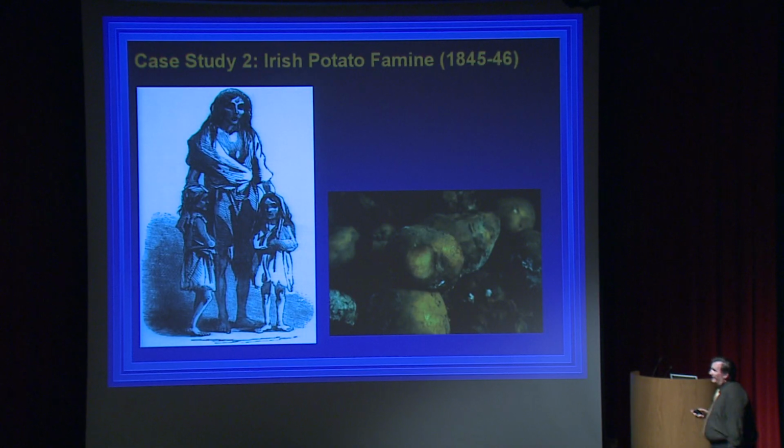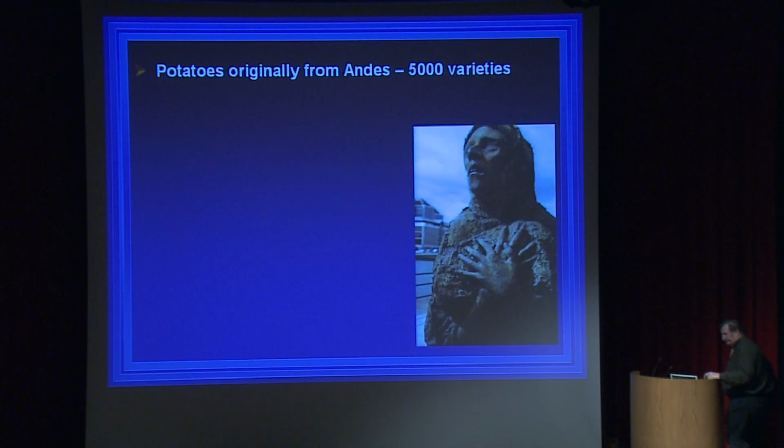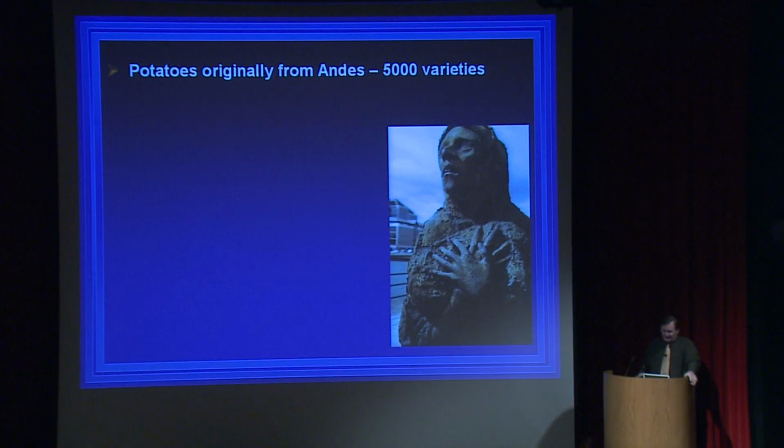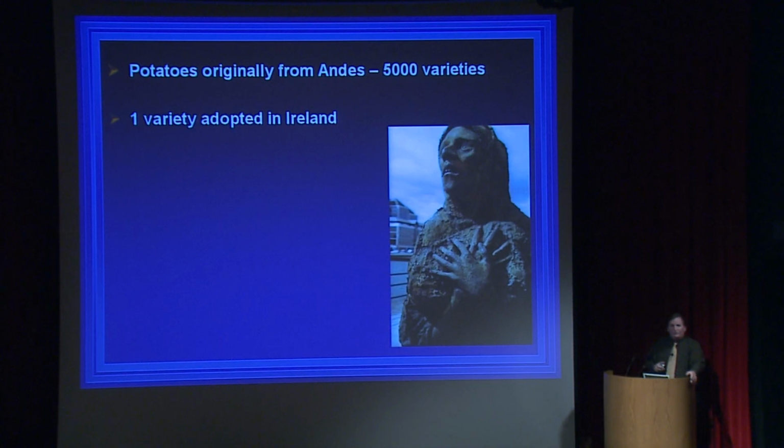Another great example of the problem with shrinking biodiversity was the Irish potato famine that happened in the 1840s, a very famous case study that you've probably heard about. So there are many, many varieties of potatoes around the world. They came originally from the Andes, and there have been more than 5,000 varieties identified. But only one was adopted in Ireland.